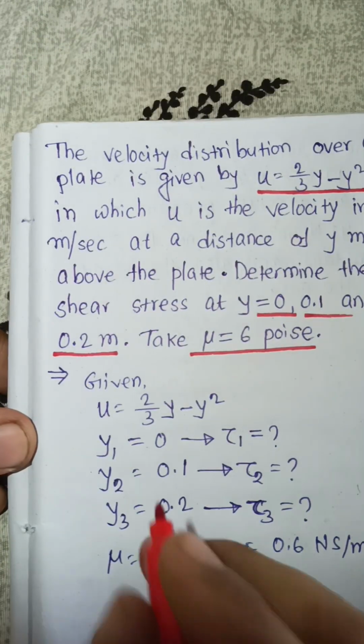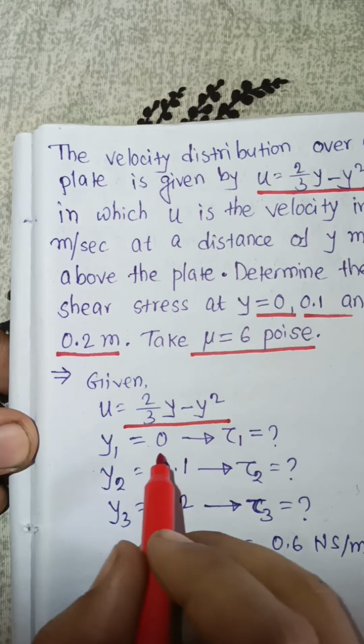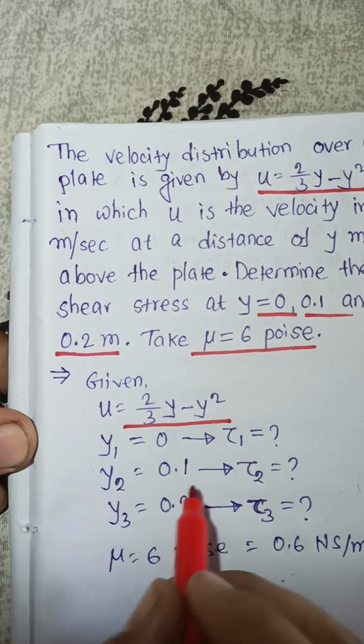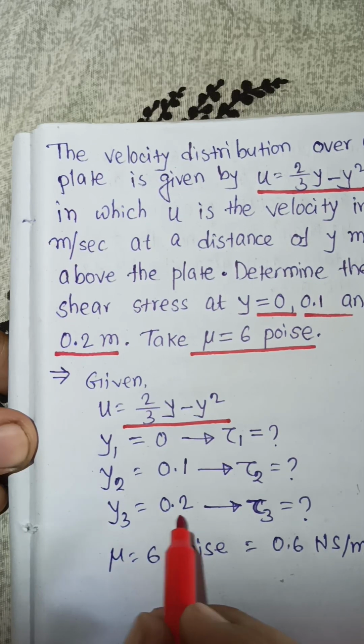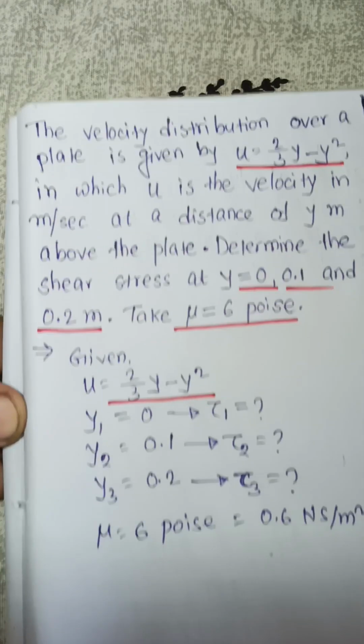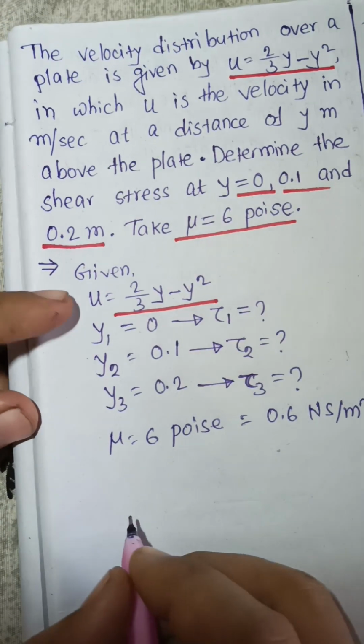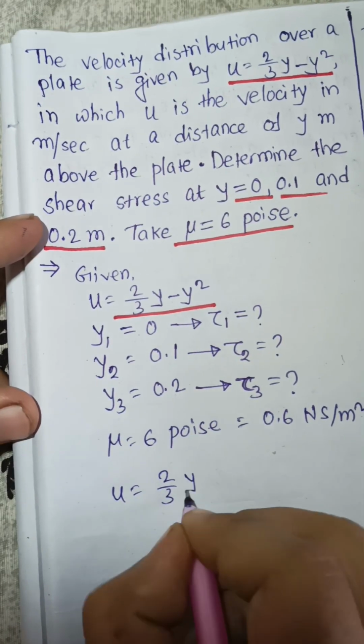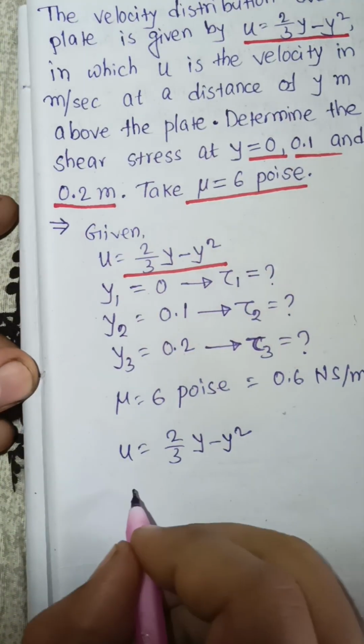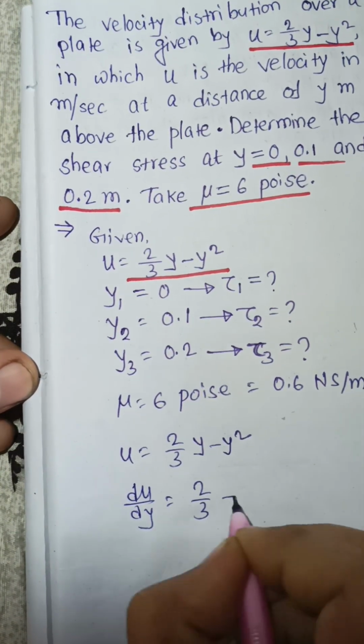So what is given in this question? u is equal to 2 by 3 y minus y square, y1 equal to 0, you have to calculate tau 1, y2 equal to 0.1, you have to calculate the value of tau 2, y3 equal to 0.2, you have to calculate the value of tau 3. Okay. So first, u is given as 2 by 3 y minus y square. So derivative with respect to y, du by dy will be 2 by 3 minus 2 into y.